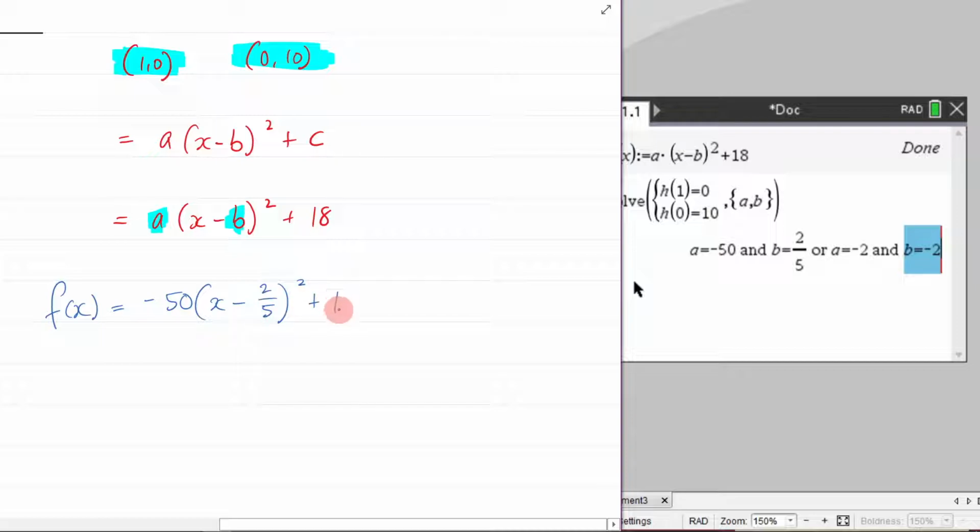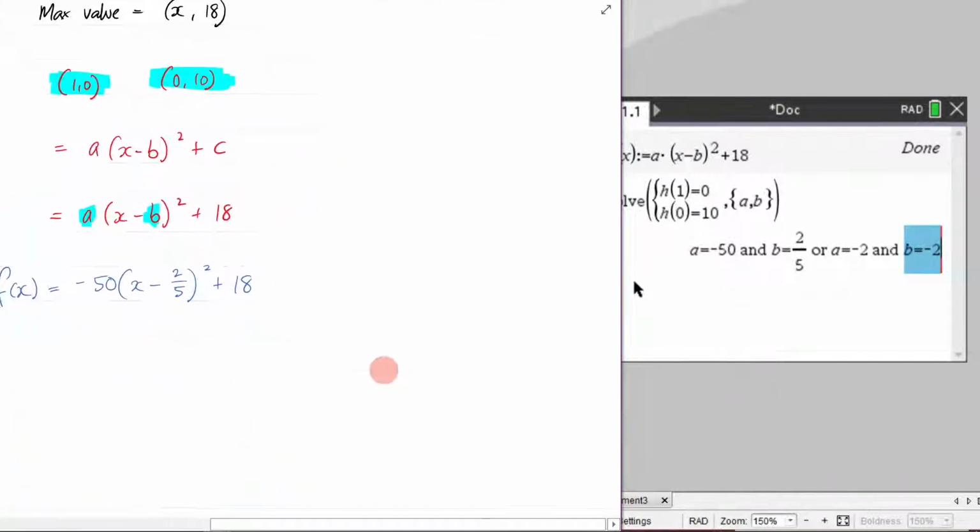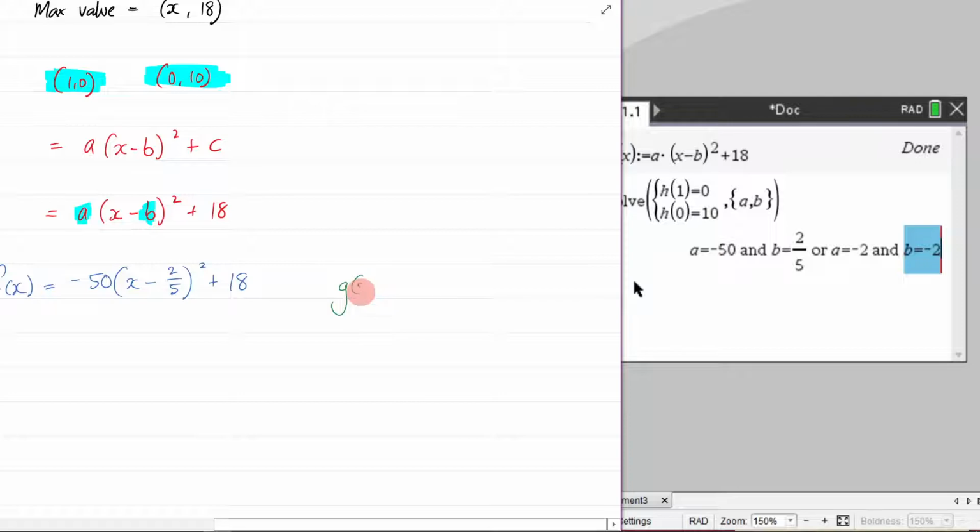Squared plus 18. I've done it. That's what f of x is going to be. And then I can tell you what g of x is going to be. g of x is equal to, so a this time is going to be negative 2. So negative 2x minus, and b is going to be negative 2, so that's going to be plus 2 there, squared plus 18. Perfect. And we're done, everyone.